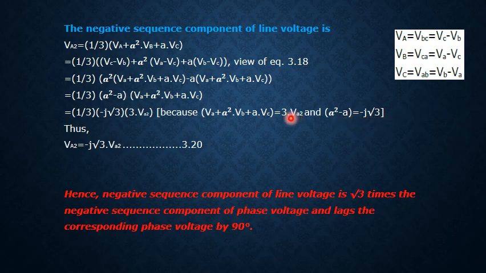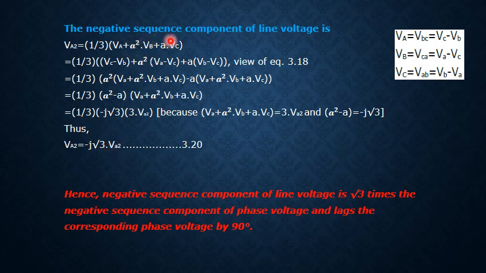Now substituting the respective values in this equation, the equation further reduces to 1 by 3. The value of A square minus A is nothing but minus j root 3, and the value for this is nothing but 3 into VA. So if you simplify it further, this 3 will get cancelled. So the line voltage in terms of phase voltage will be equal to minus j root 3 into VA.